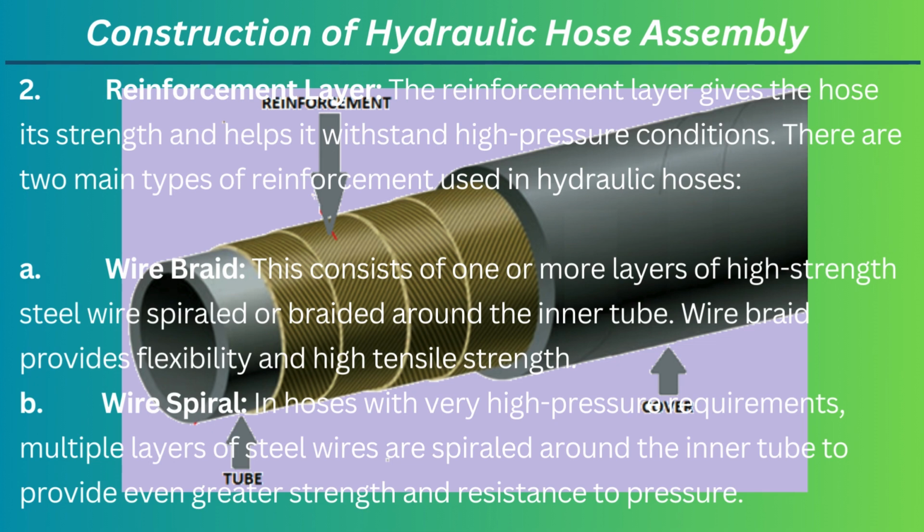2. Reinforcement layer. The reinforcement layer gives the hose its strength and helps it withstand high-pressure conditions. There are two main types of reinforcement used in hydraulic hoses. A. Wire braid. This consists of one or more layers of high-strength steel wire spiraled or braided around the inner tube. Wire braid provides flexibility and high tensile strength. B. Wire spiral. In hoses with very high pressure requirements, multiple layers of steel wires are spiraled around the inner tube to provide even greater strength and resistance to pressure.